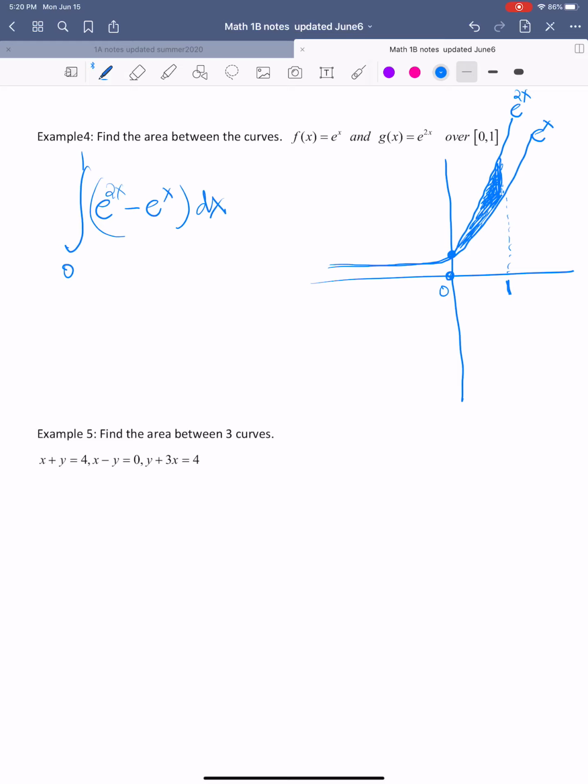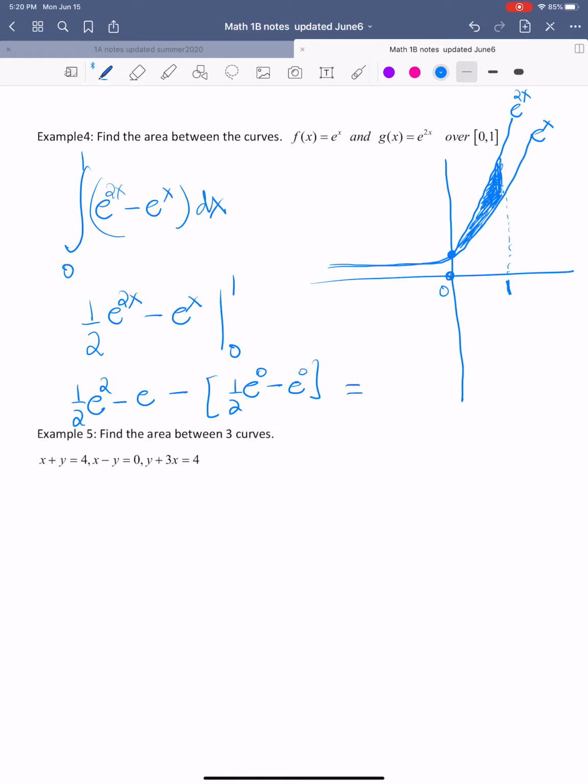This integral is not too bad. We could just split it into two integrals or just do the integral of pieces. Remember, when you do the integral of e to the power 2x, you have to divide by 2, minus the integral of e to the power x, which is e to the power x, and we're going from 0 to 1. Okay, let's go ahead and plug the values in. We have 1/2 e to the second power minus e, minus 1/2 e to the 0 power minus e to the 0 power.